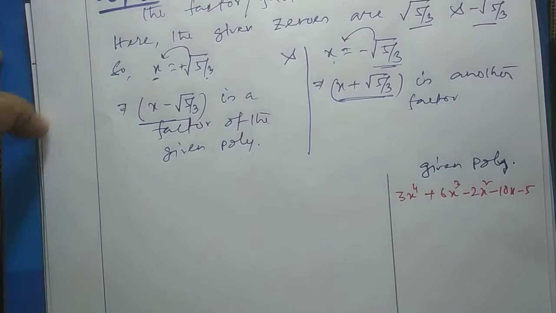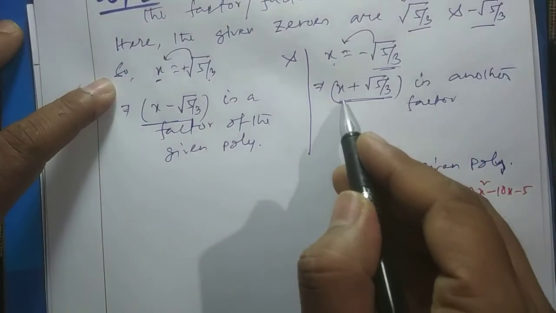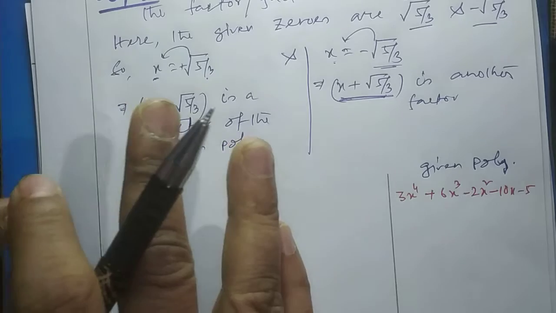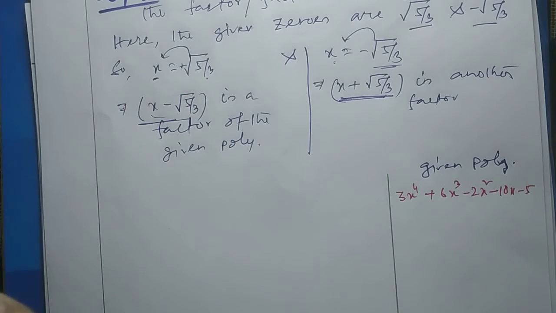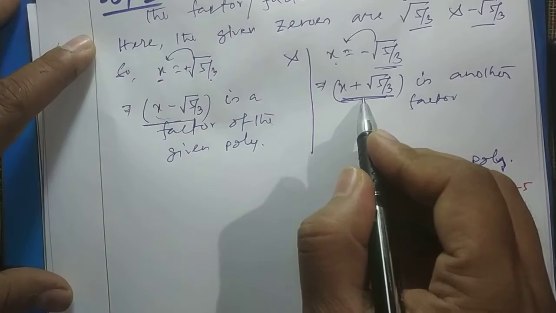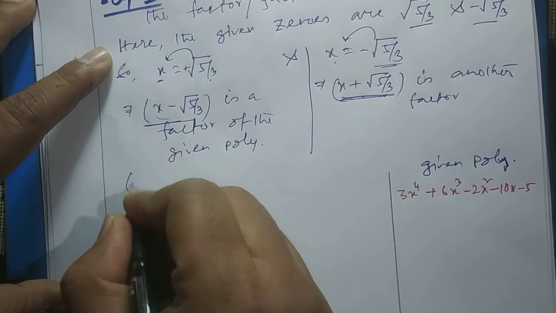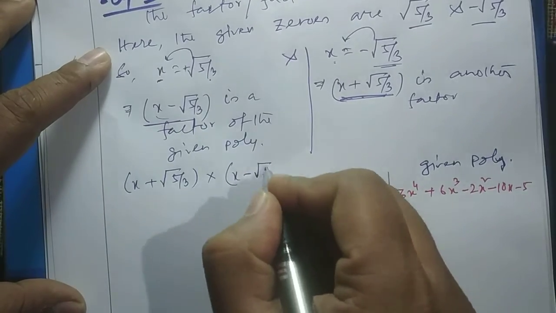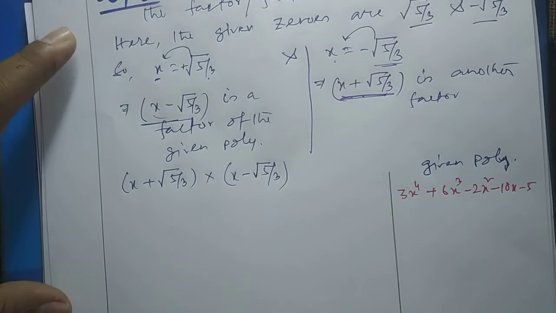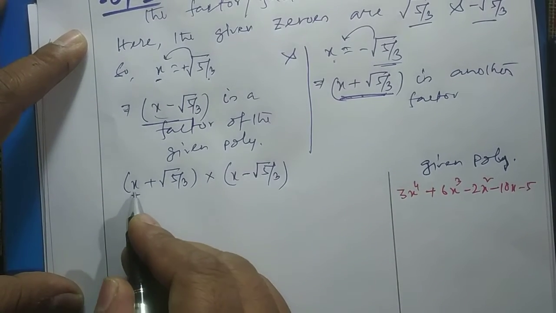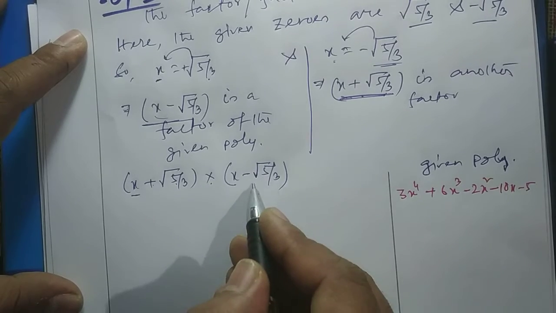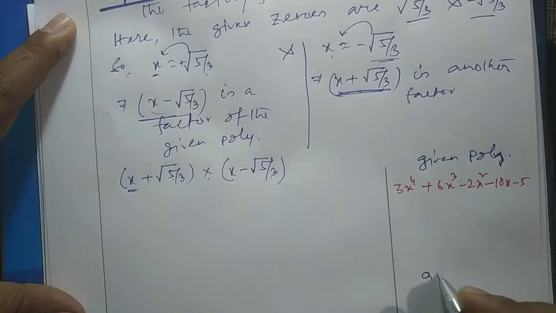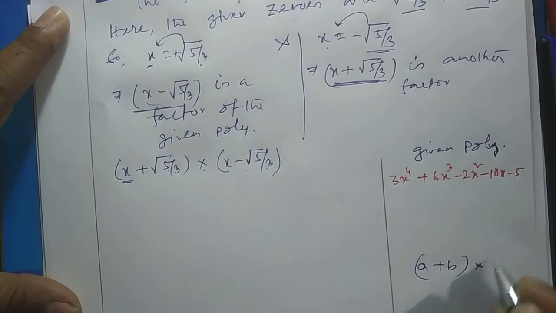Understood? Now, let us multiply these two linear factors. It is the technique. You have to remember this technique. After finding out the factors, you have to multiply them. Now let us multiply these two linear factors: x plus root over 5 by 3 into x minus root over 5 by 3. Correct? Now see here, it is looking like a plus b into a minus b. That means it is going to follow the formula of a plus b into a minus b.